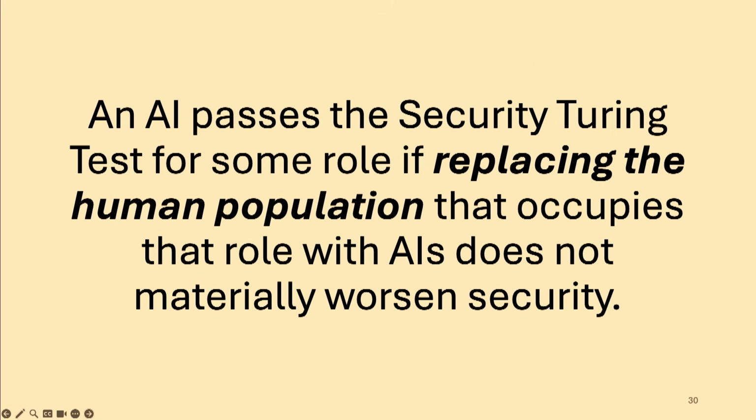And so, more precisely, I would say that we get an AI that passes this security Turing test for some specific role, like that of a developer, if we could somehow replace the population of humans that normally occupies that role with an AI or a population of AIs, such that this doesn't make a difference to security. Are we there yet? No, of course not. And all the attacks that we've seen today, that we're probably going to see a lot more of in the course of this conference, are in some sense violations of this Turing test.